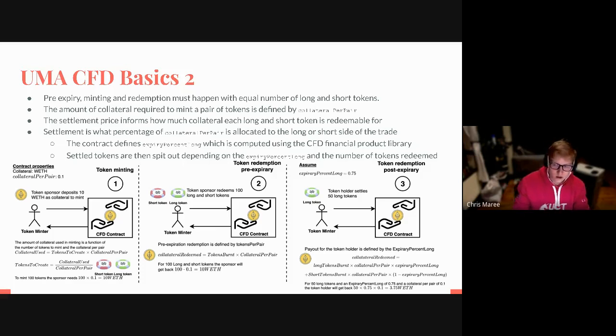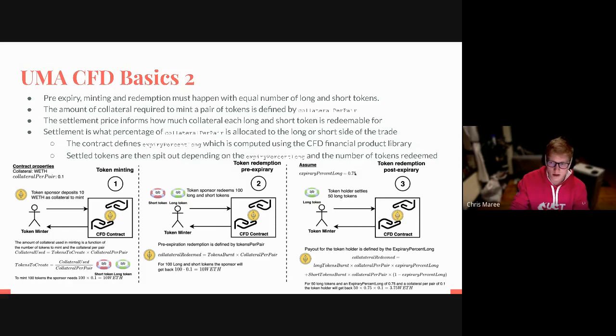That's a bit confusing, and I think we'll see later on that the reason we use this representation is it lets us generalize this product to encompass any kind of primitive, because all you need to do is modify how you calculate this expiry percentage long, and then you can encompass any kind of product. And the equation down here says the collateral redeemed is the number of tokens you're burning times the collateral per pair times the expiry percentage long for the long side. And the short equation is exactly the same, except it's 1 minus expiry percentage long.